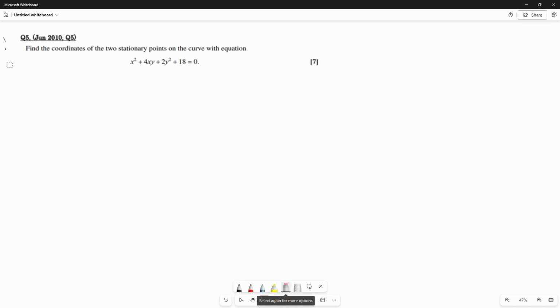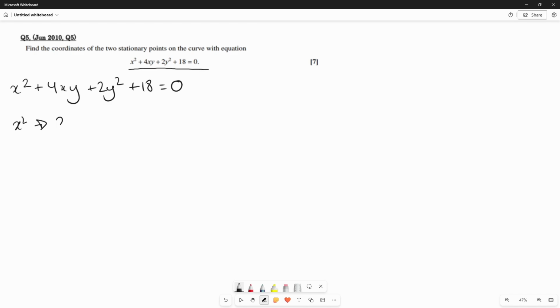This question is asking us to find the coordinates of the two stationary points on the curve x squared plus 4xy plus 2y squared plus 18 equals 0. I'm going to rewrite the equation over here. I'm going to differentiate each term individually. So x squared differentiates into 2x.